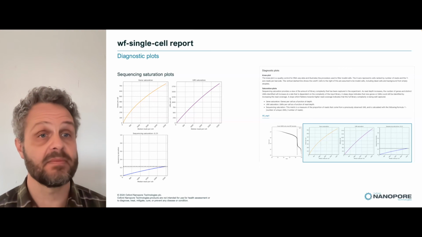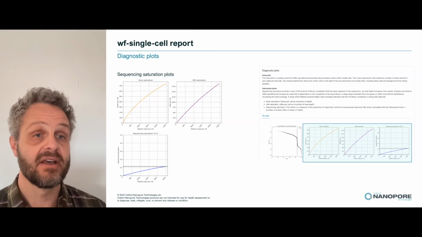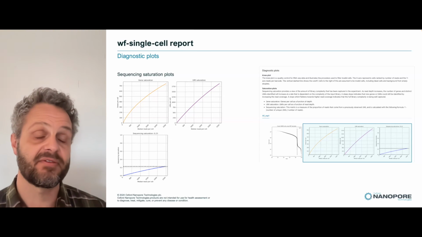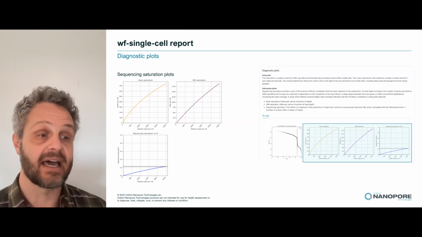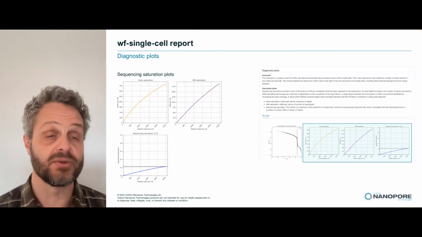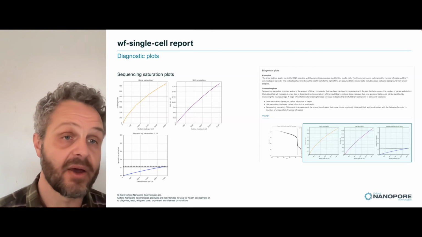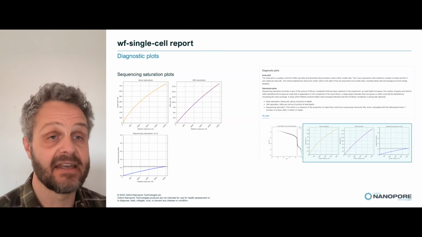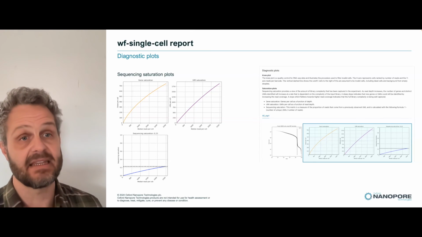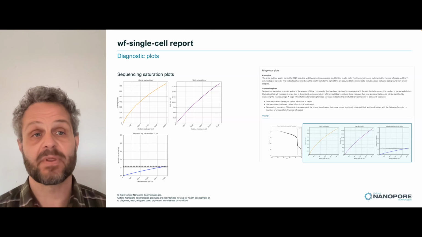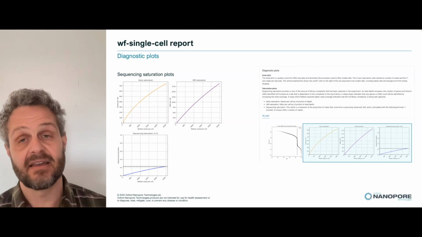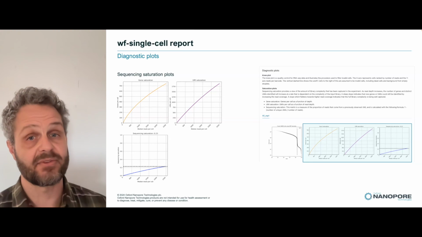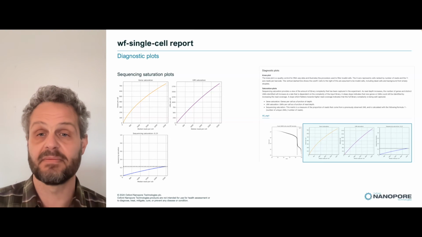The plot on the bottom is a sequencing saturation plot, and this just shows you the fraction of UMIs that are non-unique. So in this case, 20% of the UMIs were found more than once. So this also indicates that by increasing the depth of coverage, more information could be gathered from this experiment.